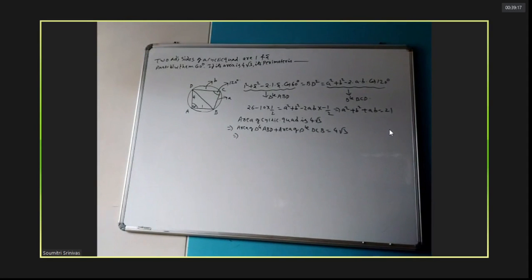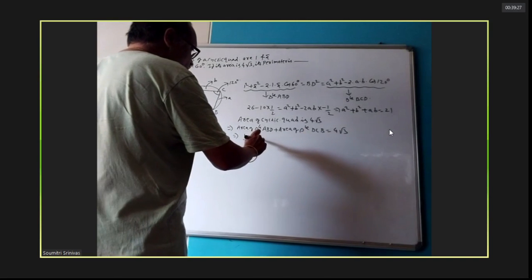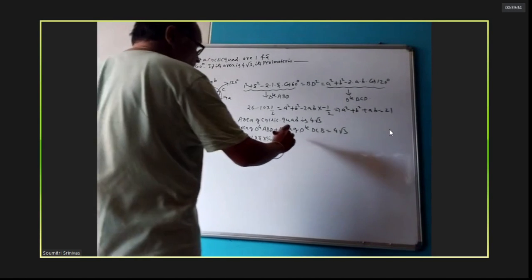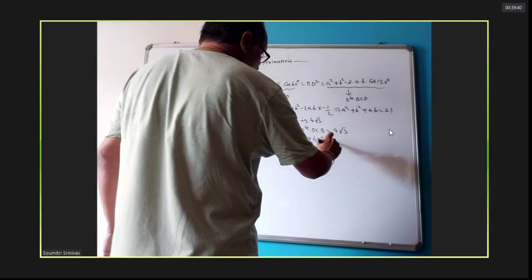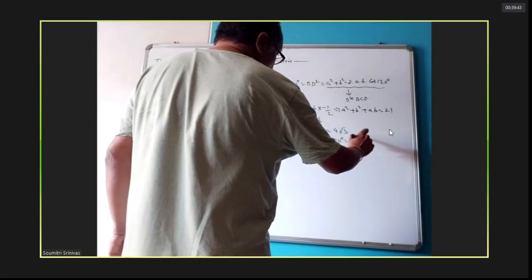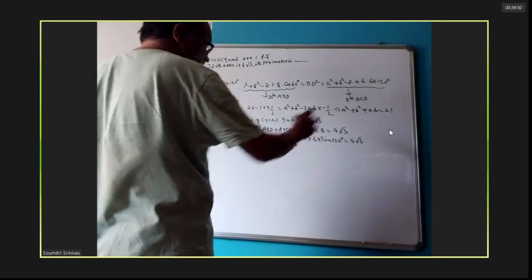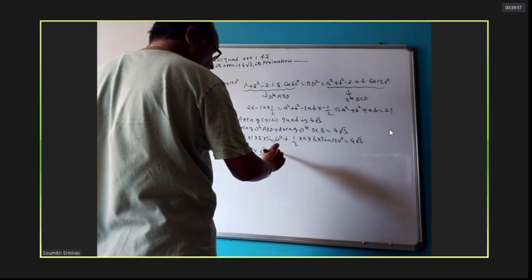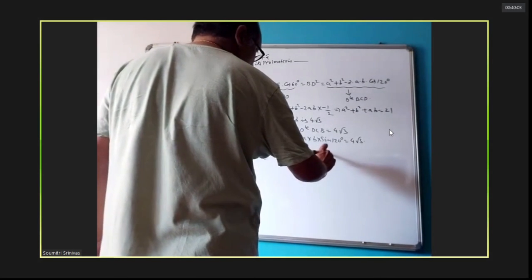What's the area of triangle ABD? Half into 1 into 5 into sin 60, plus area of triangle DCB, half into A into B into sin 120. Half, send the other side. 5 into sin 60. AB sin 120 is cos 30. Correct?